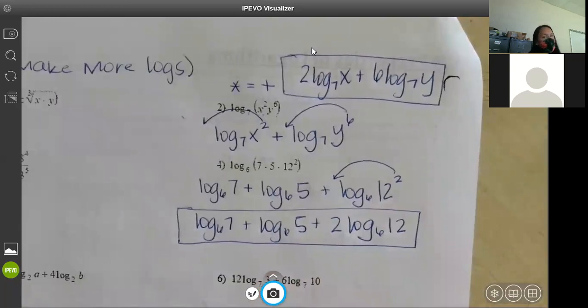We're going to hit number 3 really quick, and then I'll go back to number 1.